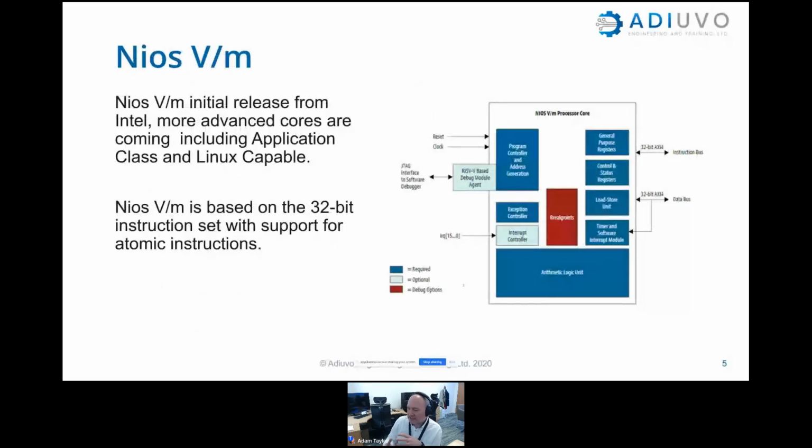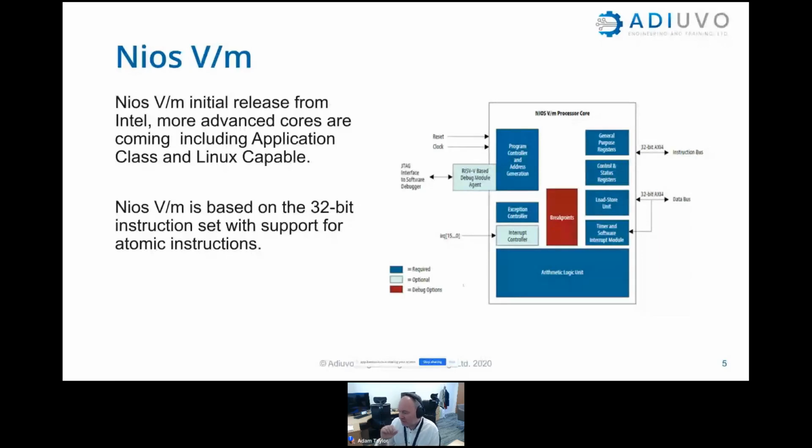So what we're going to be looking at today is how to create the Nios V, the Nios 5M, which is basically a microcontroller class Nios 5 application. There are more advanced cores coming. If you take a look on the Intel website, there's a planned range of these, including an application class and a Linux capable class one. But the Nios 5 that we're talking about today, the microcontroller one, is based around the 32-bit instruction set, and it has support for atomic operations.